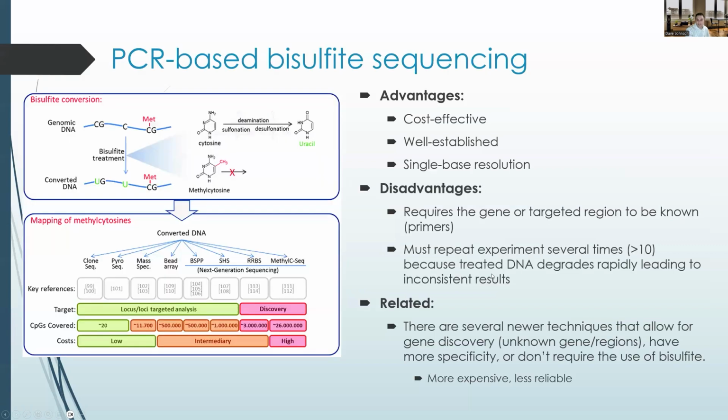Now, in terms of related techniques, there are a bunch of new ones. They allow for gene discovery, so you don't need to know which genes you're looking at ahead of time. There are some that have more specificity, so you get higher quality results. And some of them don't even require the use of bisulfite any longer, which means you get rid of the harshness and the DNA degradation. The downside is, at present, they are significantly more expensive, and they're less reliable because these techniques aren't as well established as bisulfite followed by sequencing.